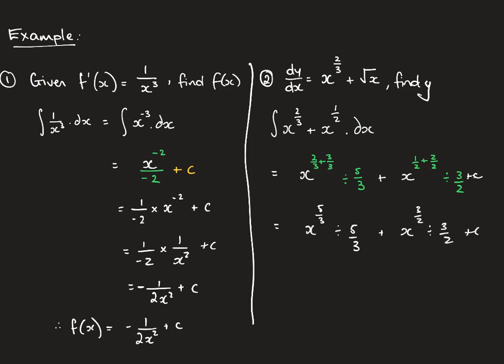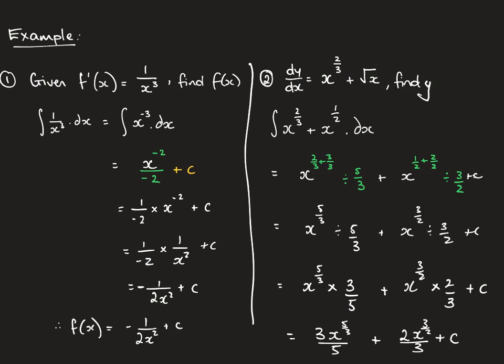Now, when you divide by a fraction, what you need to do is you actually need to invert, change to a times, and then invert the fraction, so flip it over, so 3 over 5. And then our next one is x to the 3 over 2, change the divide to a times, and flip the fraction, multiply by the reciprocal, plus c. And now you can clearly see that I've got 3x to the 5 on 3 over 5, plus 2x to the 3 on 2 over 3, plus c.